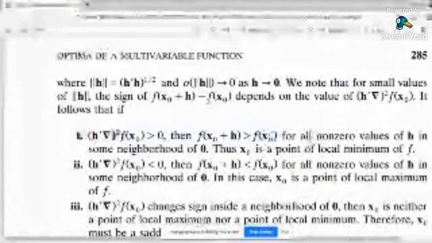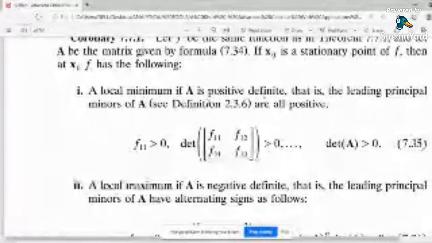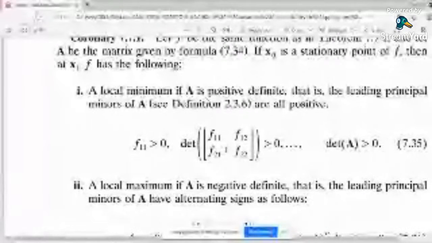So from this principal minor concept, we can say that this is positive when the principal minors of A are positive. That is given as the corollary. A local minimum if A is positive definite. The definition is called positive definiteness. A is positive definite if and only if all the principal minors are positive. So instead of saying the principal minors are positive, we can say that A is positive definite.